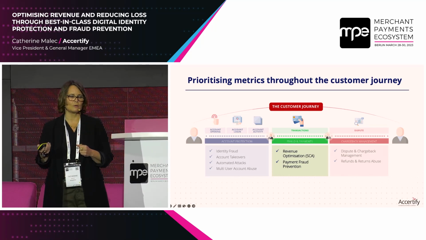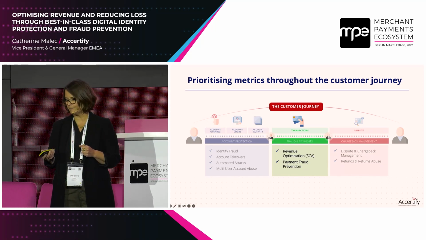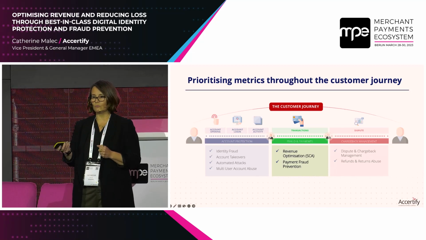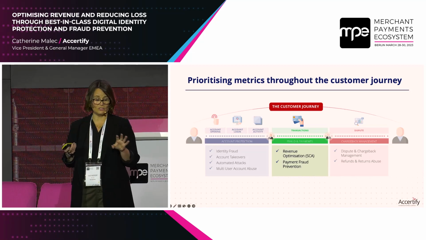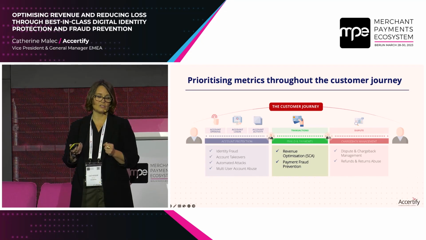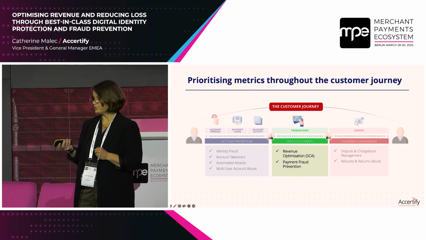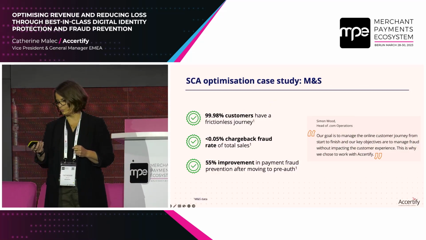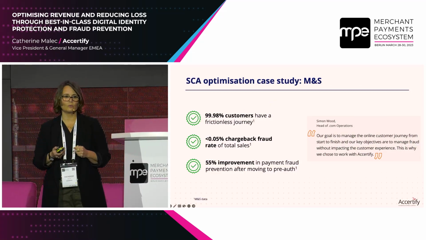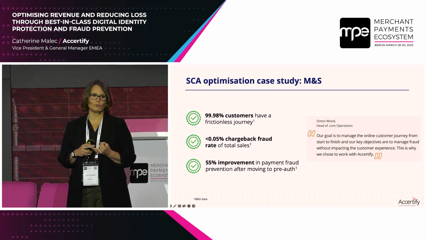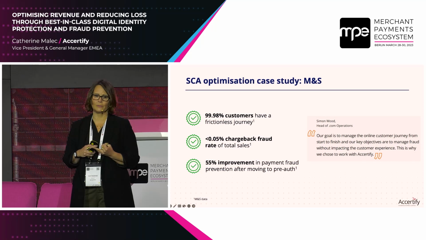For those of you who don't know, they're a large UK retailer, and they came to us and said they wanted to really work out how to do exactly that: maximize their revenue at point of purchase, because they didn't want to have to go through SCA because they had a really great fraud rate, but also how to continue on their fraud prevention and do it safely. So we worked with them. We moved them to pre-auth. We provided an additional pre-auth fraud screen through our machine learning capabilities.